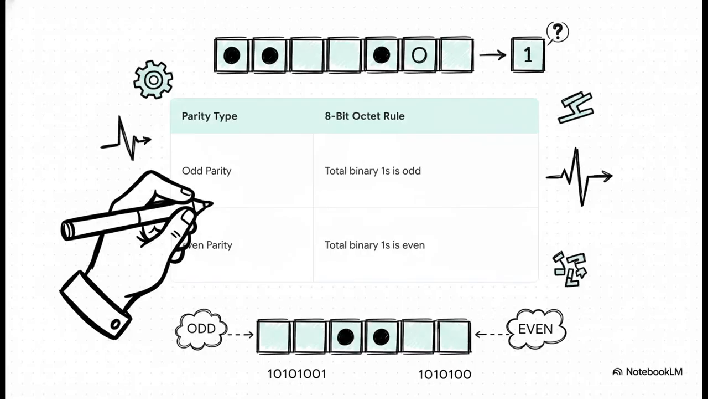Here's how parity actually works in practice. The system automatically sets that 8th bit to either a 1 or a 0 to enforce a strict mathematical rule across the whole 8-bit octet. Systems will use either odd parity or even parity. If it's using odd parity, it sets the parity bit to make sure that when you count up all the binary 1s in the sequence, the total is always an odd number. If it uses even parity, well, you guessed it, the total number of 1s must always be even.